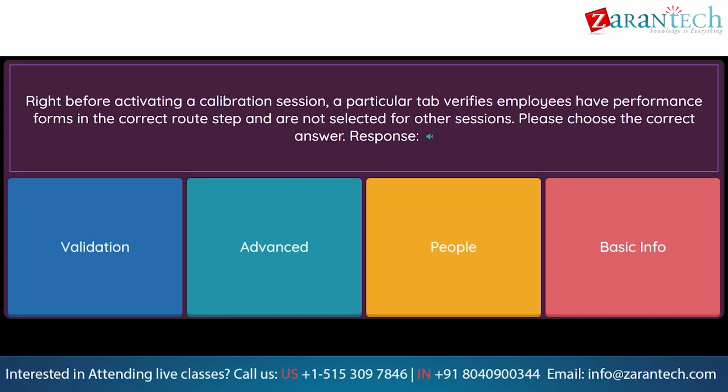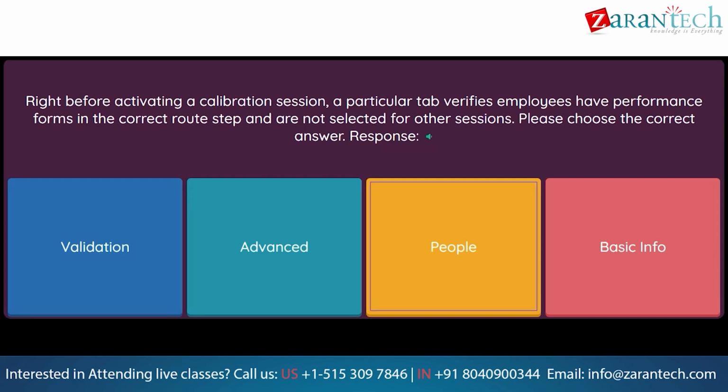Question: right before activating a calibration session, a particular tab verifies employees have performance forms in the correct route step and are not selected for other sessions. Please choose the correct answer. Response: Option 1, validation. Option 2, advanced. Option 3, people. Option 4, basic info.